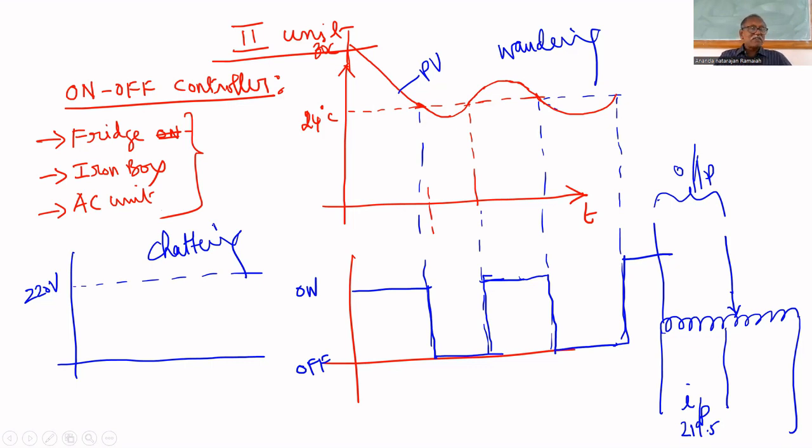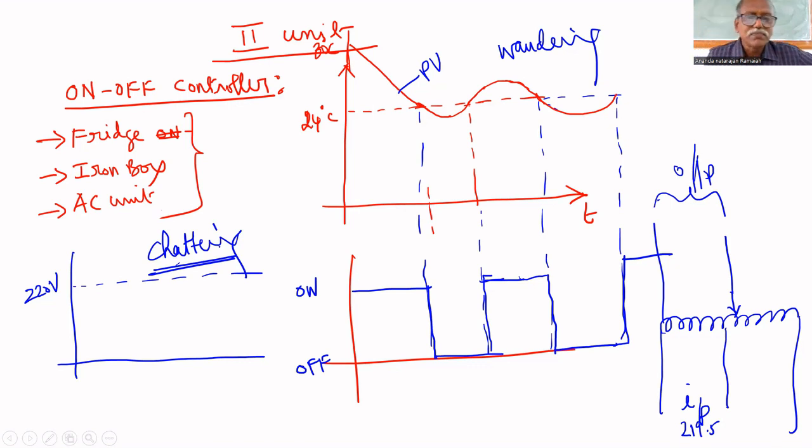The second problem is that if the incoming value is very close to the set point, it cannot adjust that precisely. That's why it will toggle between on and off, on and off. That is called chattering. You can notice this in a servo regulator at home. There will be a chattering sound you can notice, and that problem is continuous on and off. That is called chattering. That problem may come.